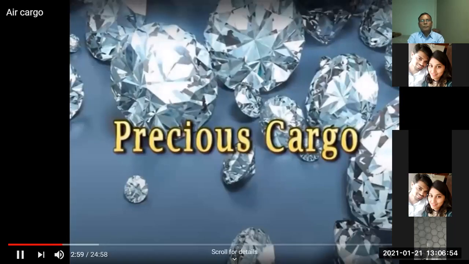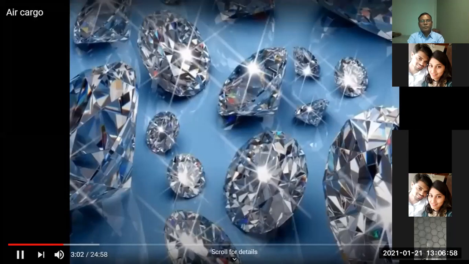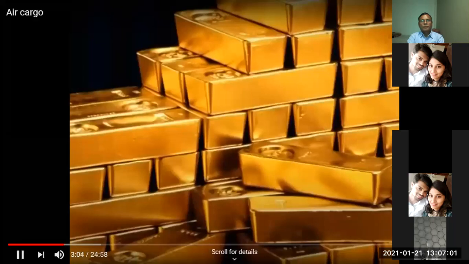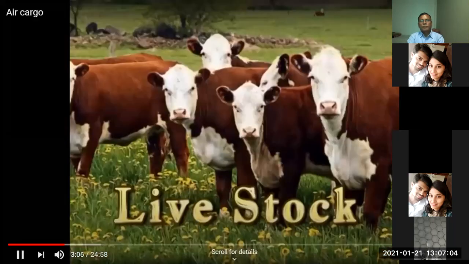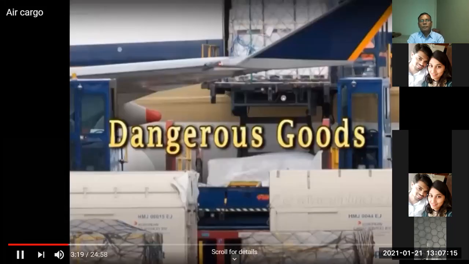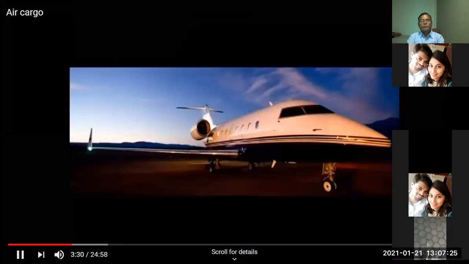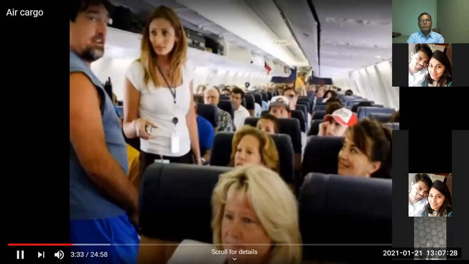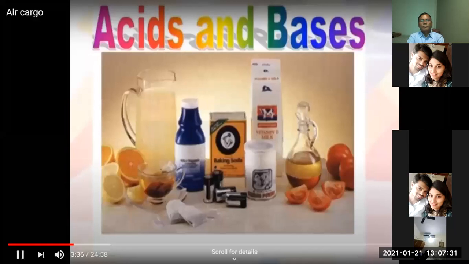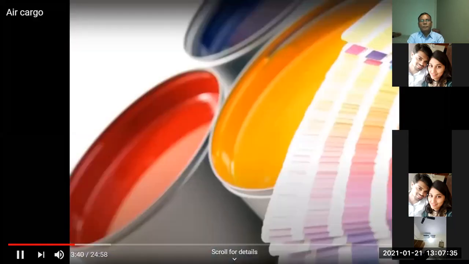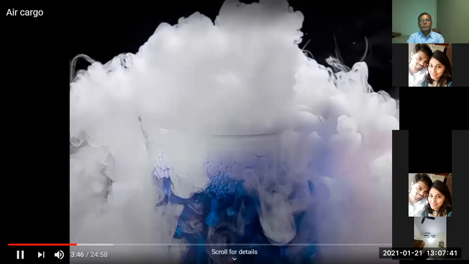Next is precious cargo. It includes diamonds, gold jewelry, gold bullion, and currency. Third one is livestock. Domesticated and undomesticated animals can be sent as cargo. The most common animal that travels by air is the dog. Fourth one is dangerous goods. Dangerous goods means cargo whose nature or preparation may involve risk to an aircraft, passengers, aircraft personnel, or property. For example, acids, chemicals, paints, printing ink, satellite parts, vehicles, dry ice, anything connected with atomic energy.